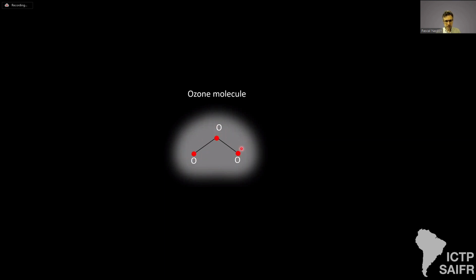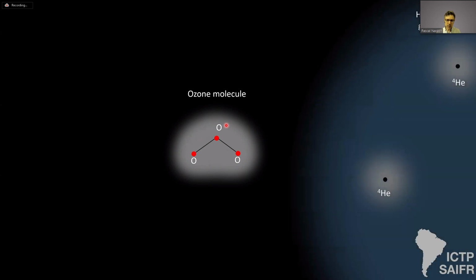And this kind of state is tightly bound, and it has a relatively well-defined geometry. The separation between the atoms and the angle formed by these two arms here is relatively well-defined. Of course, there are some fluctuations, but they are fairly small. So this kind of molecule, like most molecules, has a rather well-defined geometry.